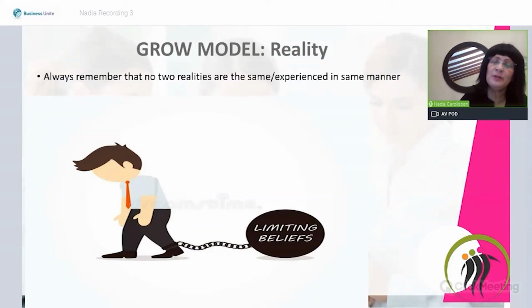Just a caution to the mentors regarding the current reality. Always remember that no two people are the same. Maybe it's not a challenge for you, maybe it's not a problem for you, but you never understand what is going on in the next person. So never assume what the reality is of the next person. Also remember that rapport, that understanding, because unless you understand, you listen carefully, the success will not be achieved.